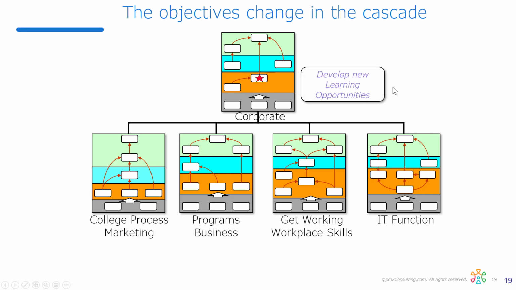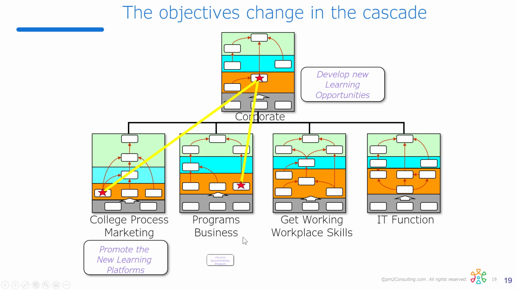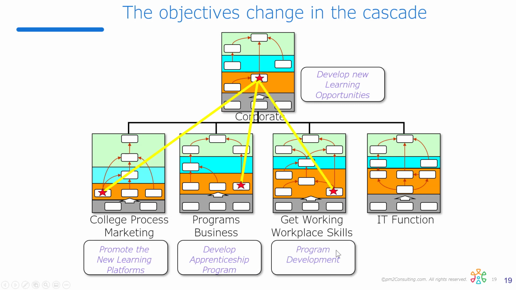So for example, I might have a corporate objective like develop new learning opportunities. Now the role of marketing is maybe to promote those new learning platforms to help students want to choose them. The role of the business program might be to develop an apprenticeship program, which is a new learning opportunity in the local businesses. Maybe workplace skills has to develop programs both to aid workplace skills and to support the apprenticeship program. And maybe IT has to enable technology so that we have those remote learnings. So we're only focusing on the top level in the workshop, but teaching you how you can build those cascades yourself in later months.